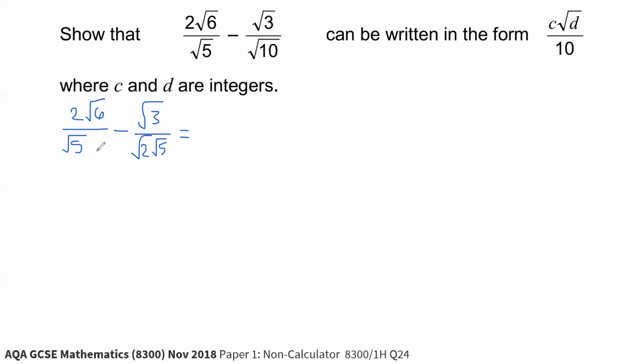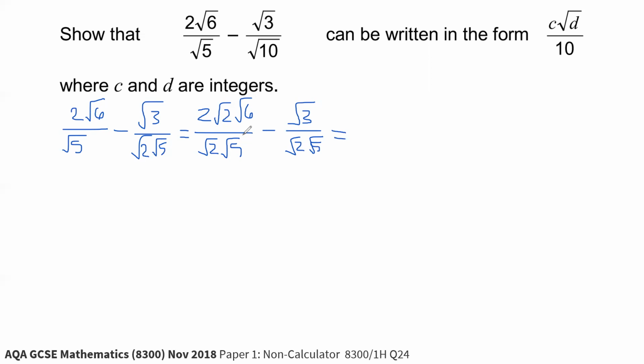Then you can hopefully see that we're starting to get similar denominators, and if we times this fraction here by root 2, we're going to end up with exactly the same denominator. So if we put this on the top, we can do 2 root 2 root 6, divided by, again, we'll put the root 2 in, root 2 root 5, and then subtract root 3 over root 2 root 5. And now, of course, you've got the same denominators, so we can just do this as a straightforward subtraction.